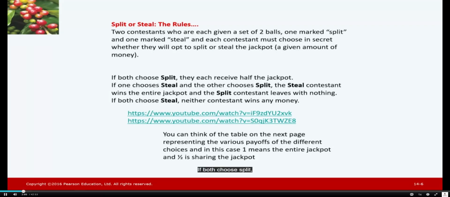If both choose split, they're each going to receive half the jackpot amount. If one chooses steal and the other chooses split, the person who chooses steal is going to get the entire jackpot, and the other one who chose split is going to leave with nothing. If both choose to steal, neither contestant wins any money at all. Okay, so those are the rules of the game.